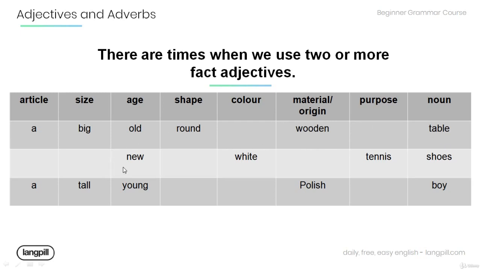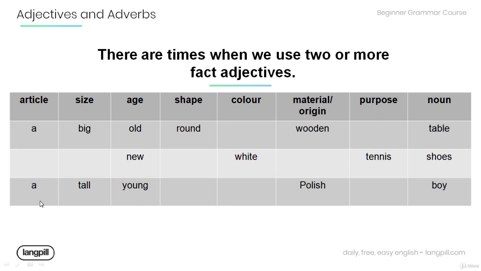And in the sentence, new white tennis shoes. There are three fact adjectives used to describe the noun shoes. New describes the age, white the color, and tennis the purpose.